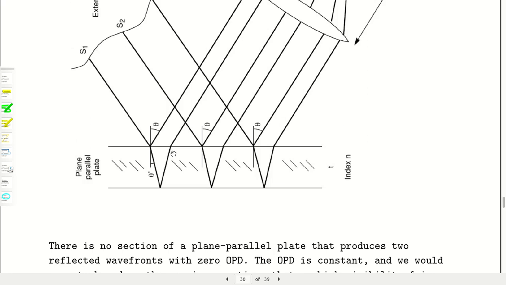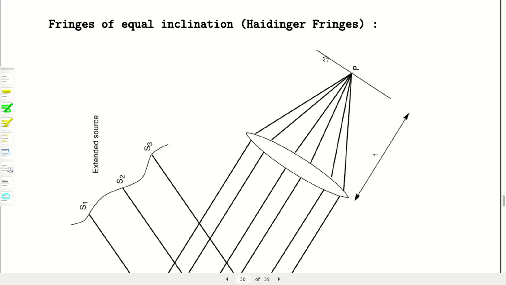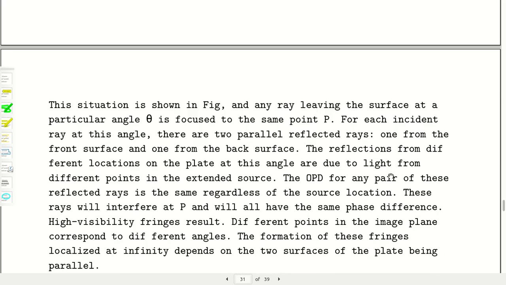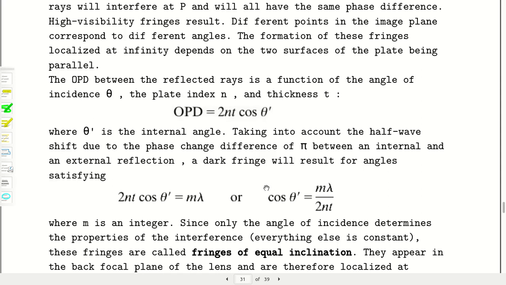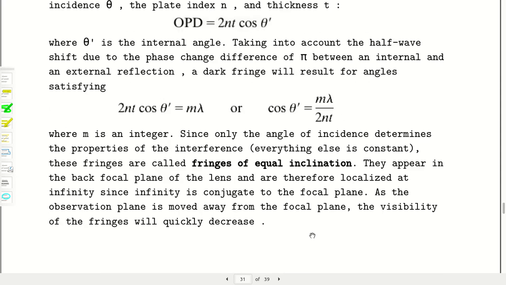So this set of rays, which are incident at an angle theta on the surface, will satisfy the same interference condition, and the fringe is produced by this lens at a point in your field of vision. So the interference will produce fringes which are fringes of equal inclination. This is also called Haidinger fringes.